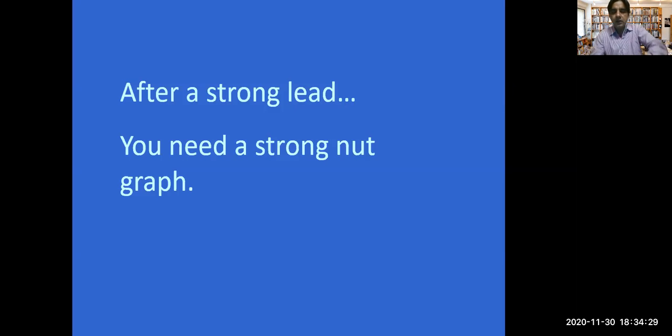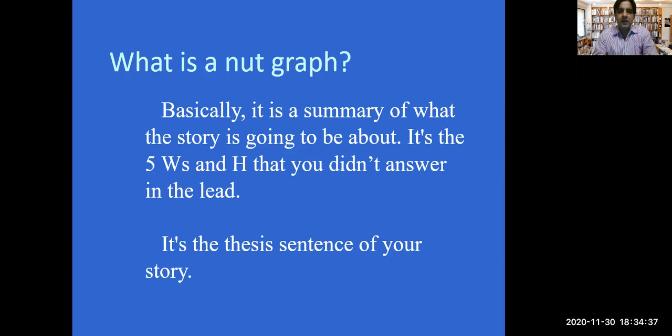We have discussed earlier, the nut graph is the paragraph that follows the lead, that comes right after the lead. So what is the nut graph? Basically, it's a summary of what the story is going to be about. It is the 5 W's and 1 H that you didn't answer in the lead. So it's the thesis sentence of your story.